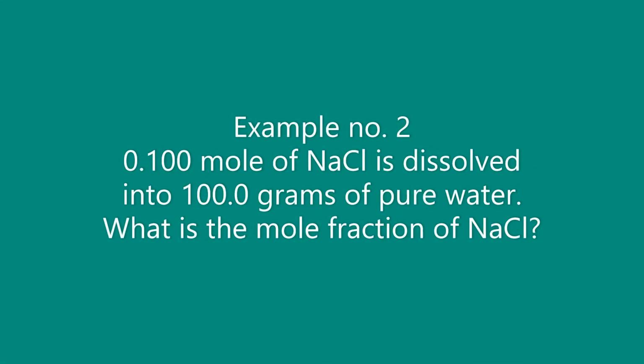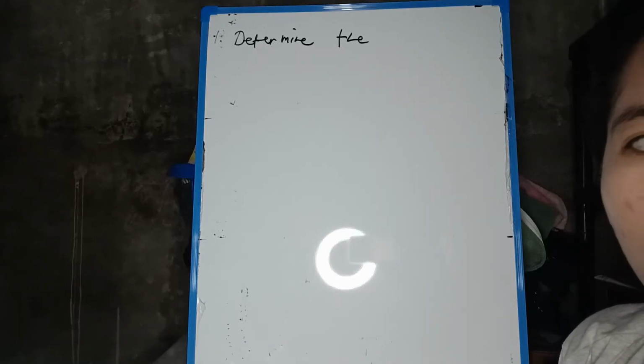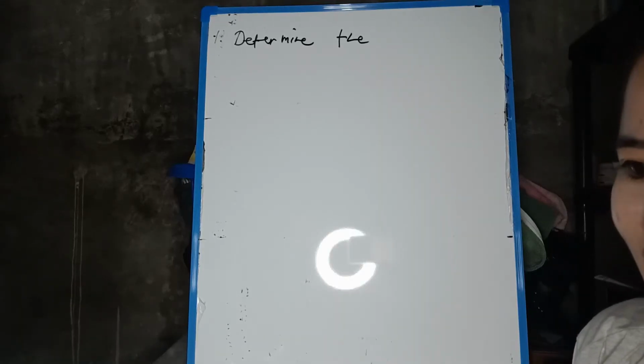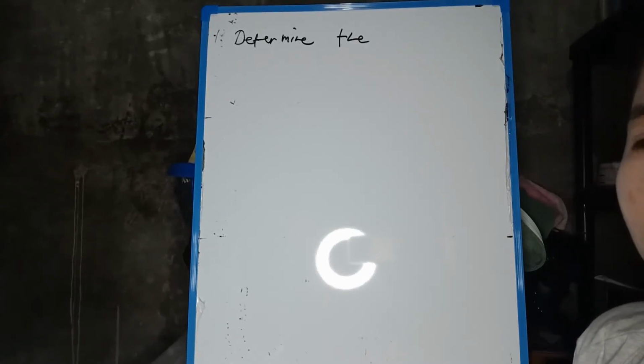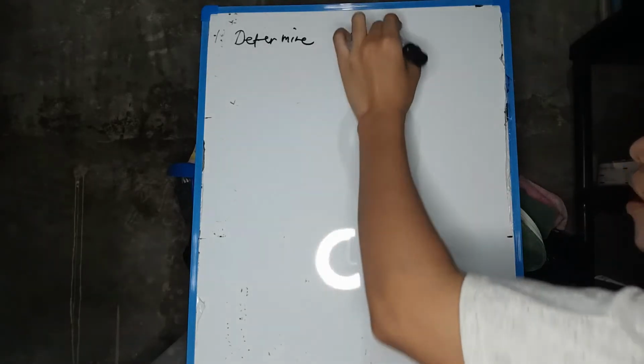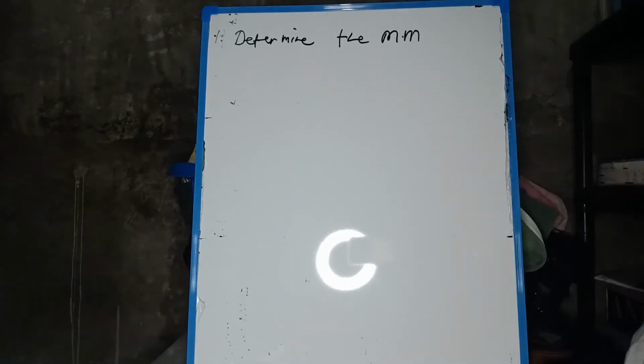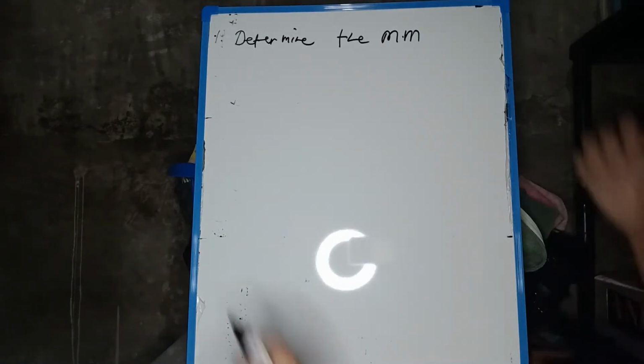100 mole of sodium chloride is dissolved into 100 grams of pure water. What is the mole fraction of sodium chloride? So, for our second example, we're going to determine the mole fraction of the NaCl. So, always remember, before we undergone or before nato maabot ang mole fraction, first we're going to determine the molar mass. So, the molar mass of water and the molar mass of NaCl.